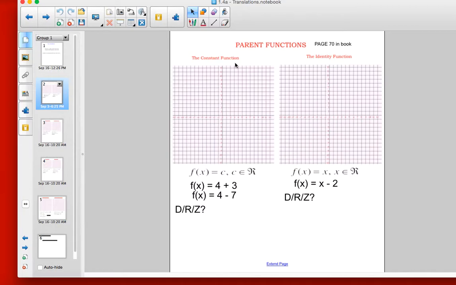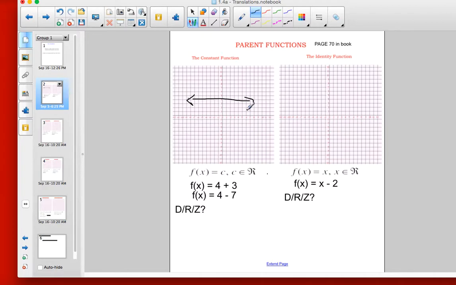So if you remember, the first parent function that we had was called the constant function. It was just some line, a horizontal line, and that's what we're going to start with today. So we have f of x equals c, and c is just some number. So you're going to have automatically a horizontal line. We'll say it's right at 4. So if I draw it, that's right at 4. That's just one example. I just picked 4 randomly.